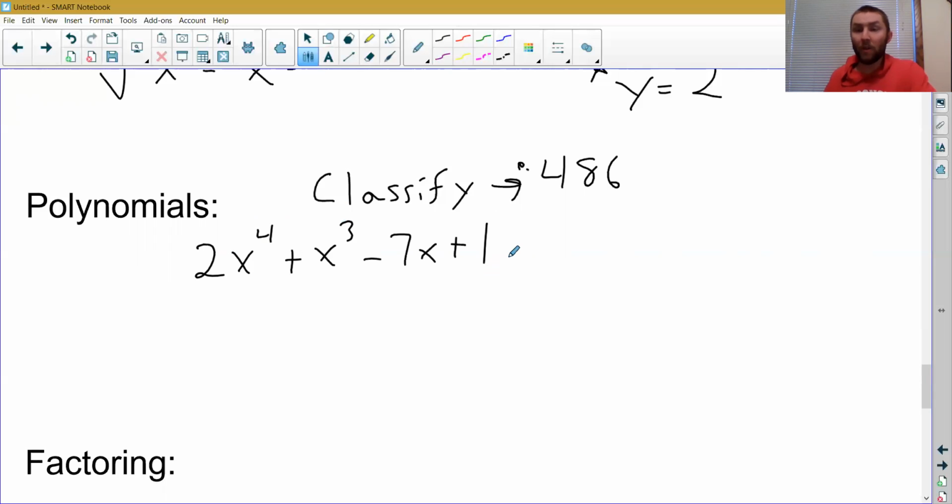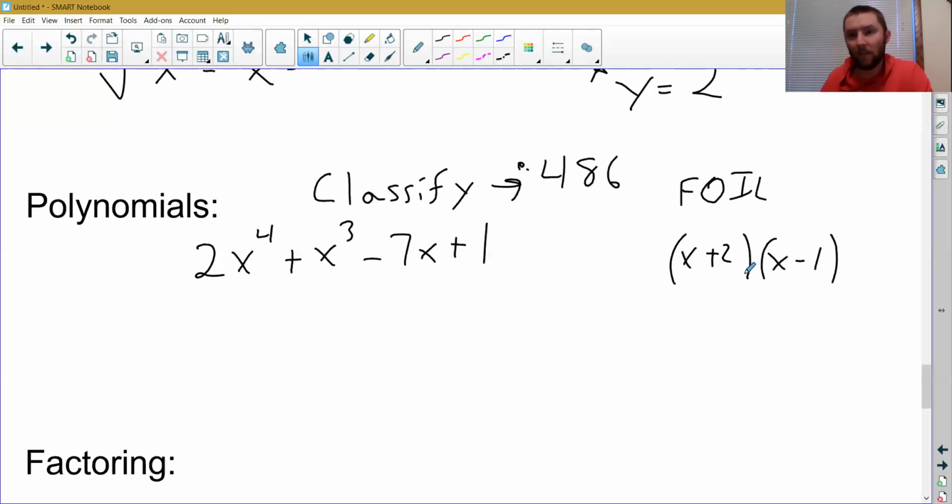And then we started talking about FOIL. Okay, so this was also where we talked about FOIL. We took two binomials and we multiplied them together, right, with our double distributive property or the FOIL method. X plus 2 times x minus 1, right? We multiply the first, the outside, the inside, the last, combine into a standard form type of thing, okay? We did some special cases of that where we did like, x plus 3 times x minus 3.